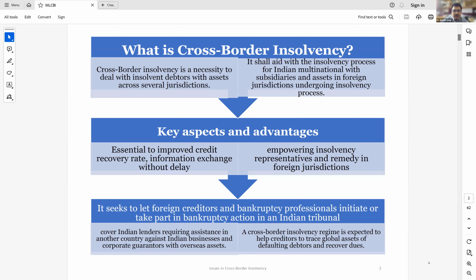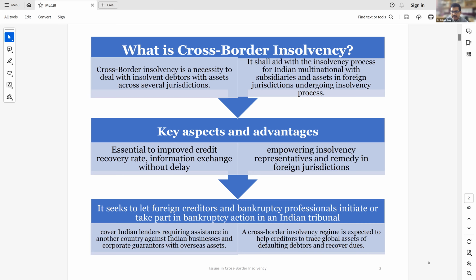So in short, as you can see, cross-border insolvency is a necessity to deal with insolvent debtors with assets across several jurisdictions, and it aids the insolvency process for an Indian multinational with subsidiaries and assets in foreign jurisdictions undergoing insolvency process. It's essential to improved credit recovery rate, information exchange without delay, and it also empowers insolvency representatives and provides remedy in foreign jurisdictions.